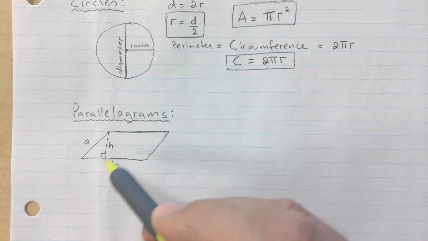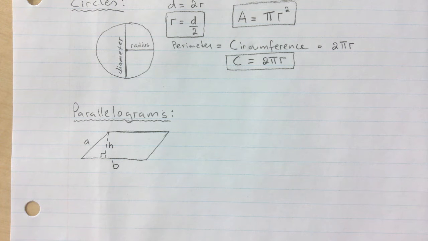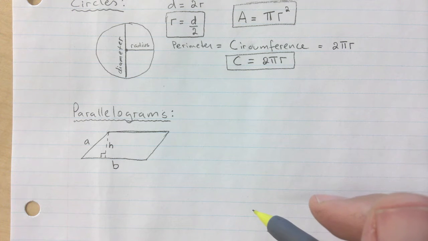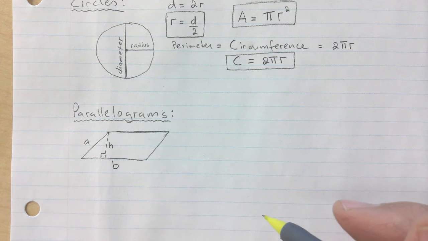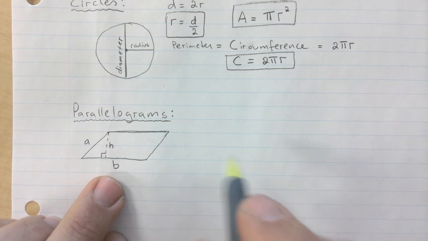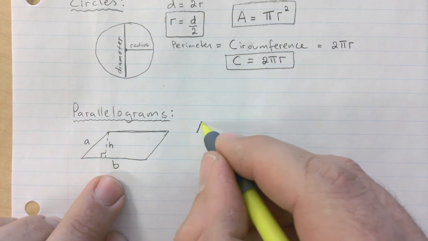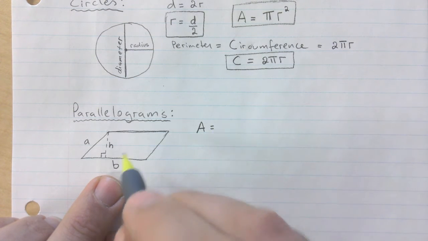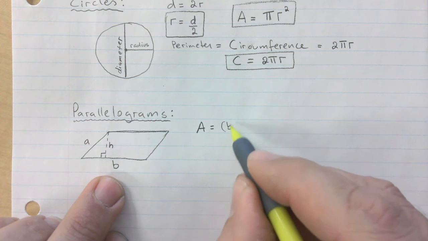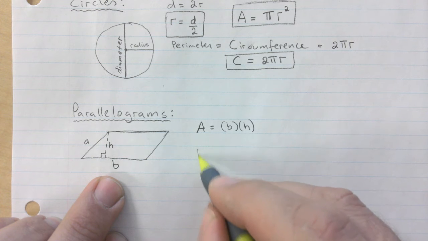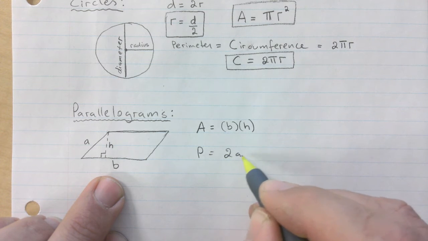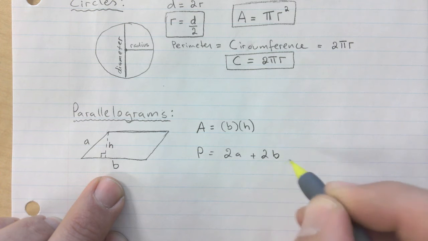So again, the height makes a 90 degree angle with the ground, right? Just remember this, if you measure your height, you're going to be at a 90 with the ground. You're not going to lean, right? You're always going to stand straight if somebody wants to measure how tall you are, right? So same thing here. And so the area of this parallelogram would be base times height. That's it. And the perimeter would be 2 times A plus 2 times B. No height in there.